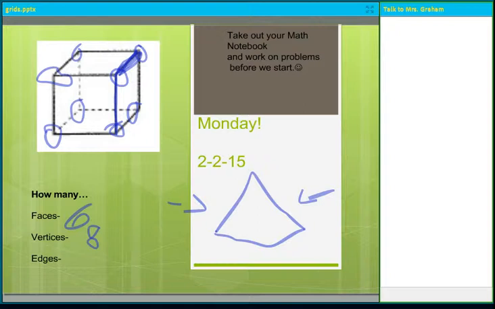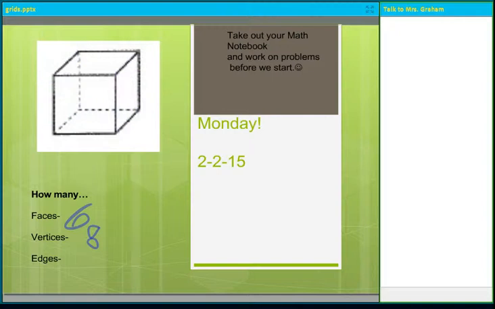Excellent job, guys. Now that we found all the corners in our cube, we can take a look at those edges again. So let's just count those up really quick. Here's an edge, here's an edge, here's an edge, here's an edge. There's an edge, there's an edge, there's an edge, there's an edge. Here's an edge, here's an edge, here's an edge, here's an edge. So how many edges are there, everybody? How many are there? Count that up.